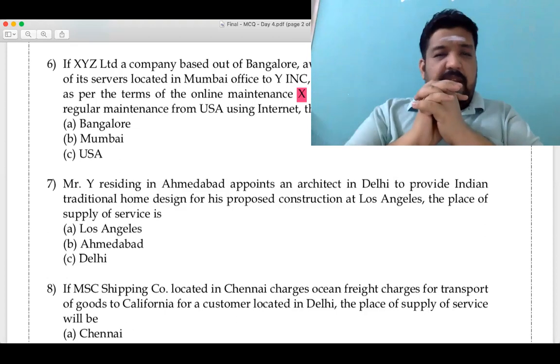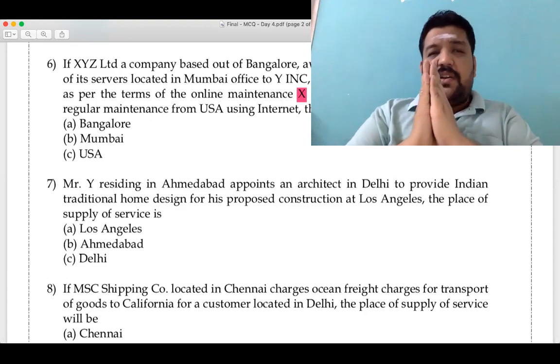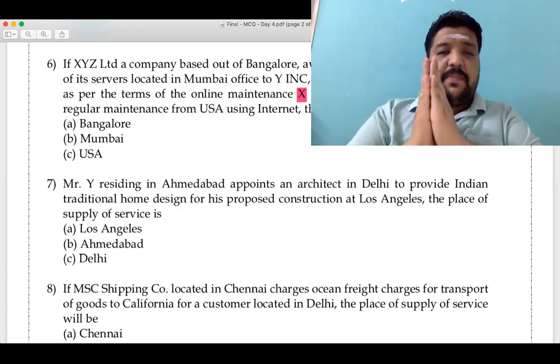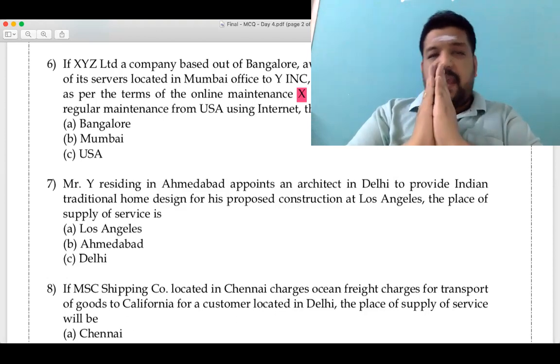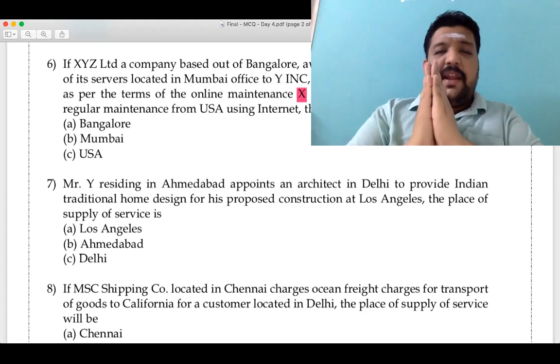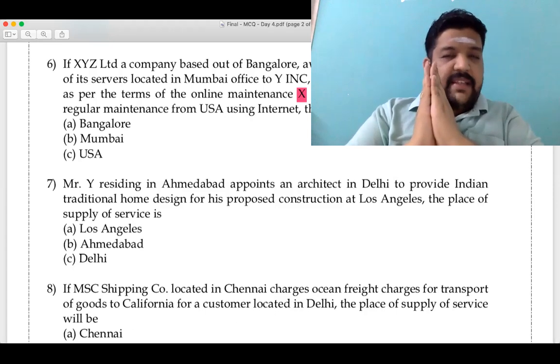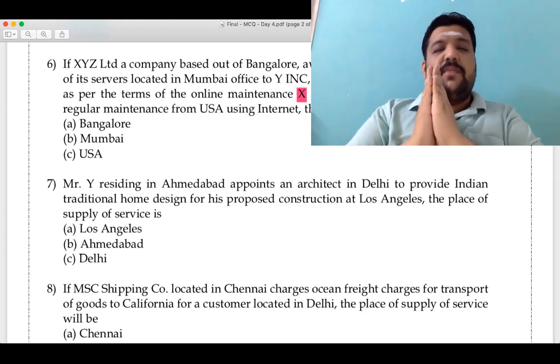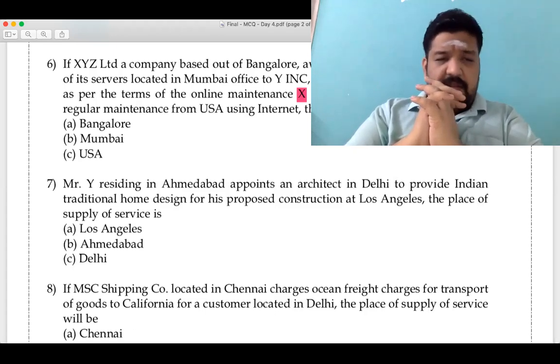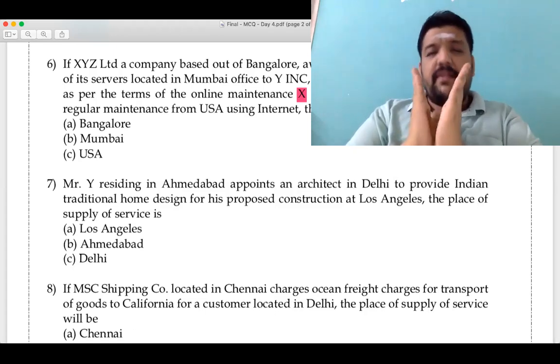XYZ, a company based out of Bangalore, awards an online maintenance contract of its servers located in Bombay office to Y Inc., a company based out of USA. And as per the terms of the online maintenance, Y Inc. shall be required to perform regular maintenance from USA using internet. The place of supply is Bangalore, Mumbai, USA.